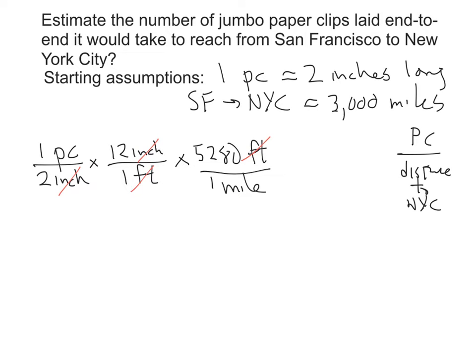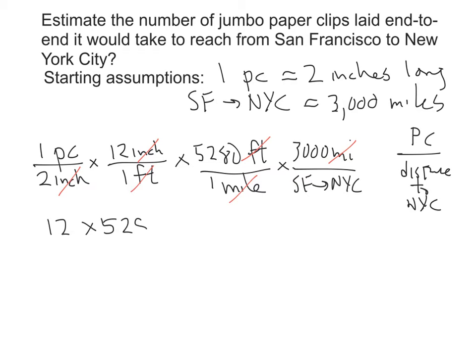So we're now in paper clips per mile, and what we need is approximately 3,000 miles per San Francisco to New York City, and that'll get us our distance to New York City. This allows us to cancel the miles, and we're in paper clips per distance from San Francisco to New York City. Now it's a matter of simplifying this as a leading digit estimation problem.